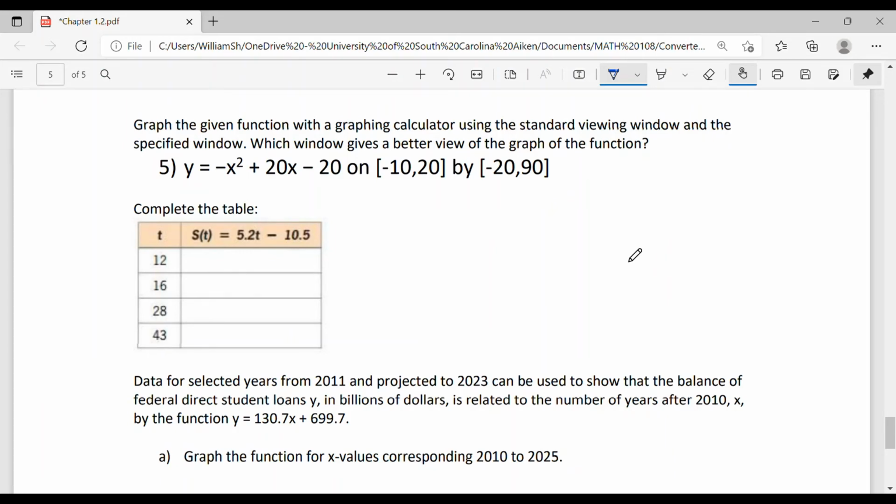Alright, now number 5 says graph the given function with a graphing calculator using the standard viewing window and the specified window. Which window gives the better view of the graph of the function? So our function here is y equals -x squared plus 20x minus 20 on -10 to 20 by -20 to 90. So we're going to graph it on the standard viewing window to start with, and then we're going to graph it on the specified interval from -10 to 20 and -20 to 90. And we're going to compare and see which window does the best job of graphing this particular function. So let's get over to the TI calculator.